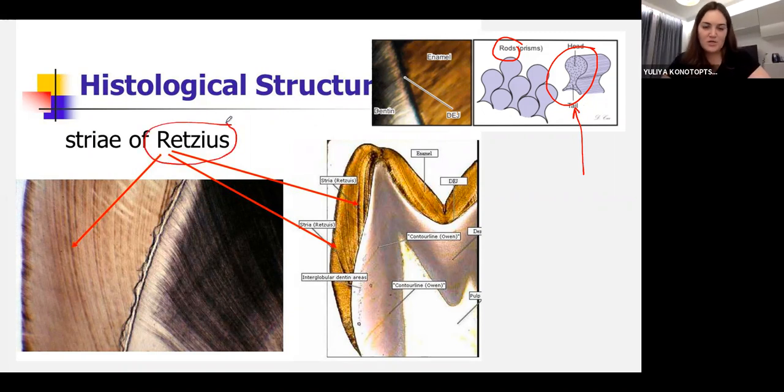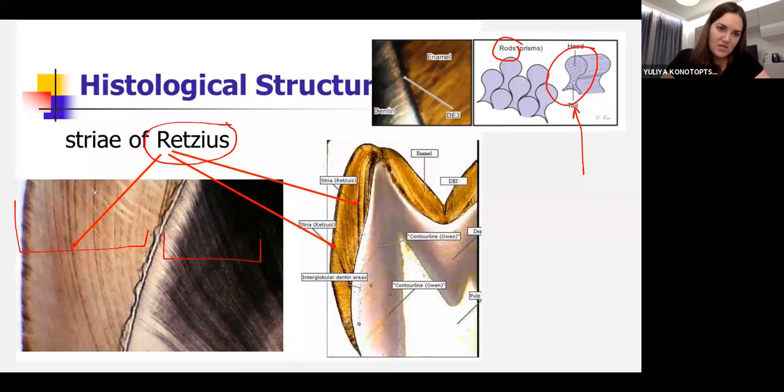The last thing here is lines of Retzius. They're also going to ask you, what are the lines of Retzius? So take a look. Here's your enamel. Below it is dentin. Do you see within the enamel during sectioning there are lines, like this is a line, right? And this is a line, and this is a line. Those are the lines of Retzius.